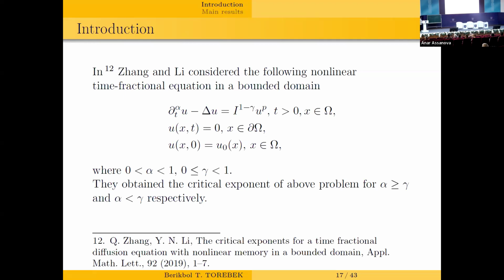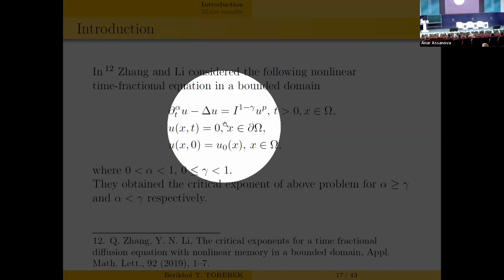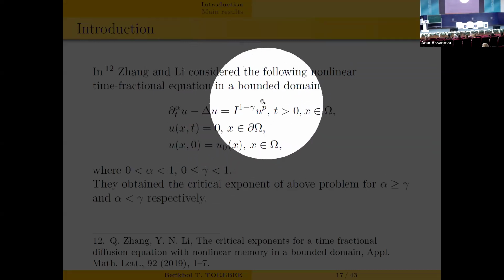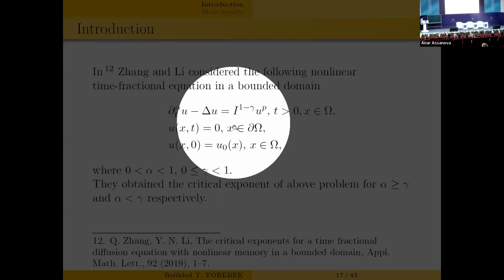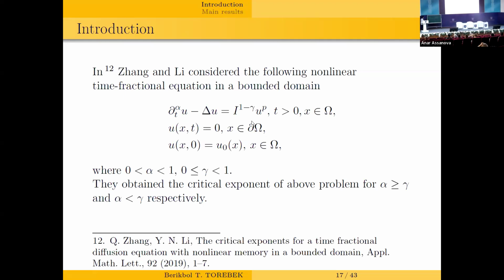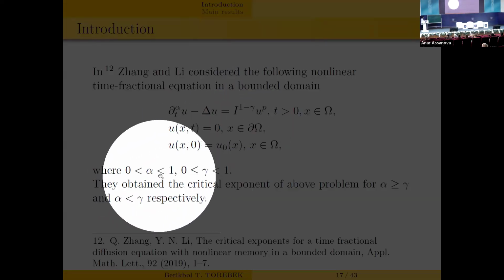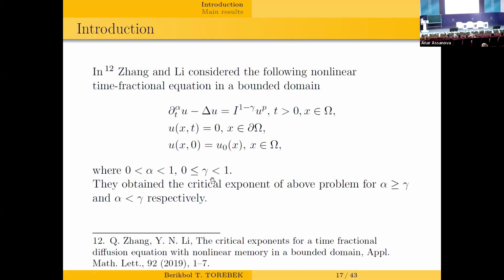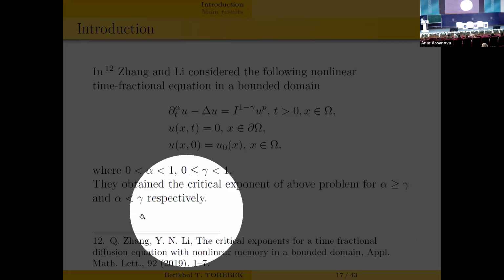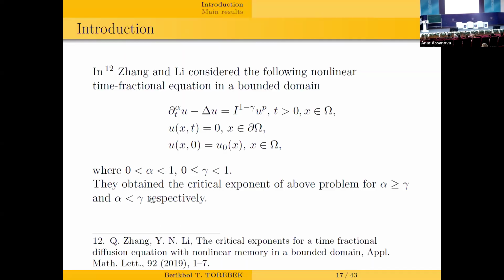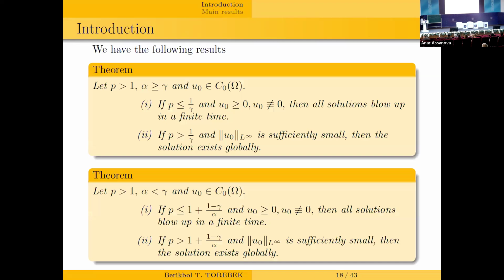Yeah, and Zhang and Ni considered this kind of problem. Here the nonlinearity part also contains non-locality, because here there is an integral by time. They assume that alpha is between 0 and 1, and gamma is also between 0 and 1. They obtained two results, in the case when alpha is greater than gamma and alpha is less than gamma. Let us formulate these results.